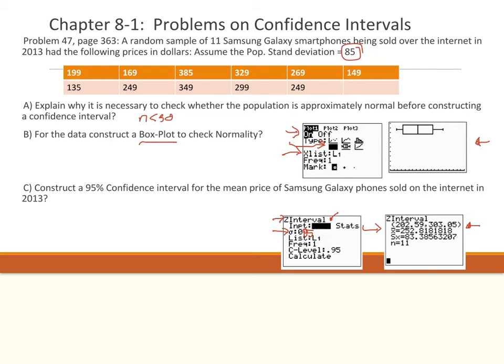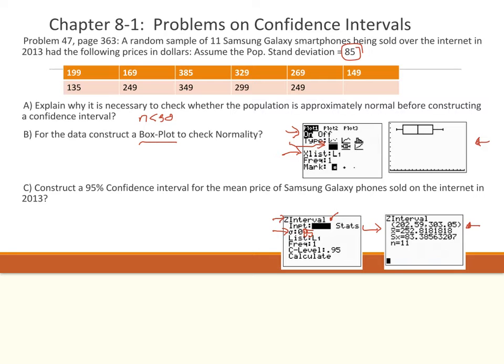and 303.05. So our interpretation is that the average price of Galaxy phones is between $202.59 and $303.05 based upon this particular sample. And we are 95% confident of that estimate.